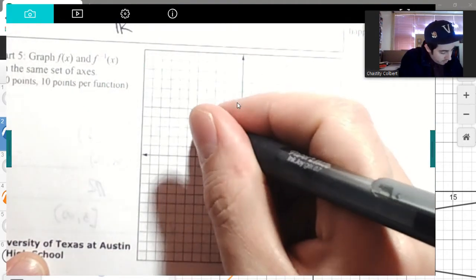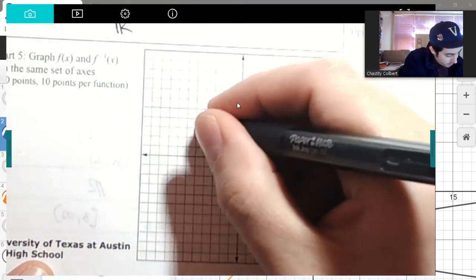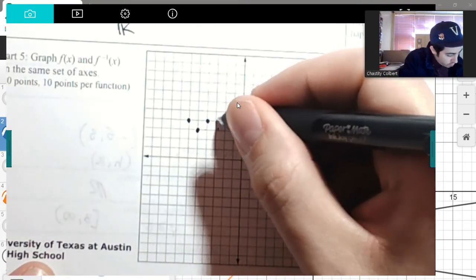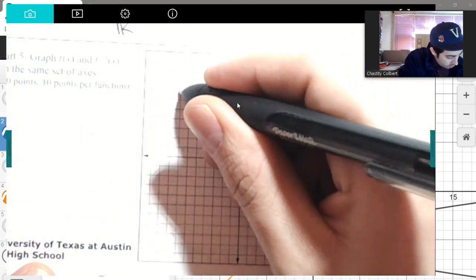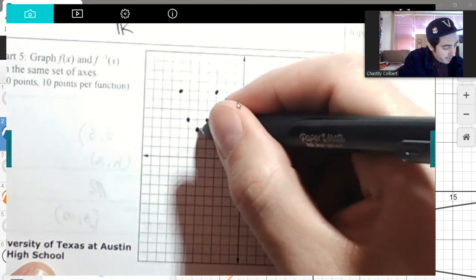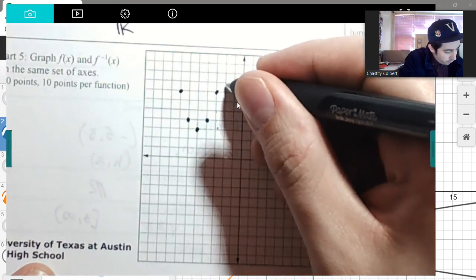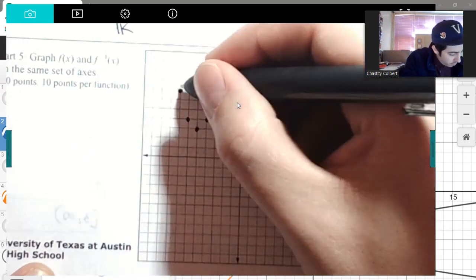Negative 5, 3, there's that point. Go over 1, up 1, both sides. You can go from the vertex over 2, up 4: 1, 2, 3, 4. You can go over 3, up 9. I don't know if we can fit that. 1, 2, 3, then 1 through 9. It'd be a little bit over.